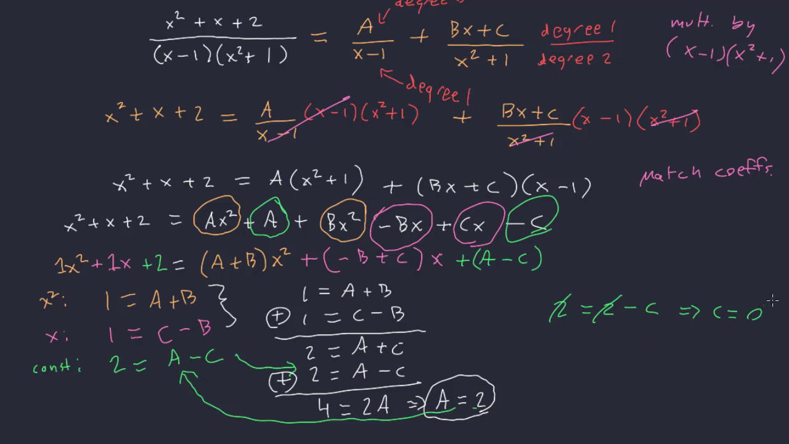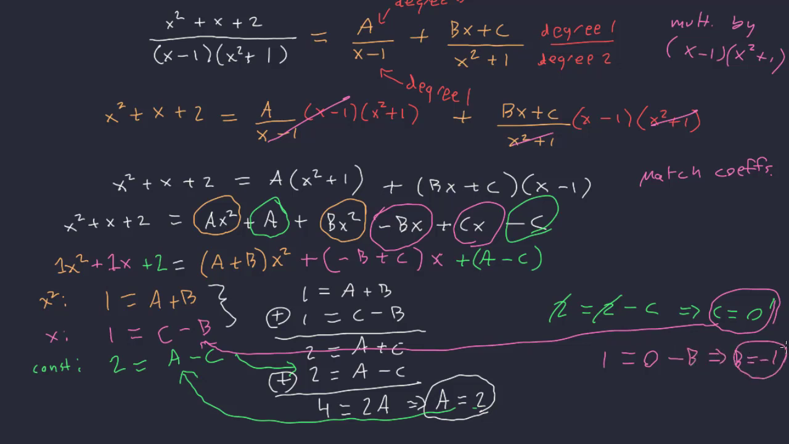Okay, and then we can take this c and plug it into one of our other equations. So let's plug it into this one we started with in pink, so we'll get 1 is equal to 0 minus b. So this tells me that b is equal to negative 1. Okay, and that, I think, is all of our letters, right? So we have a is 2, c is 0, and b is negative 1.